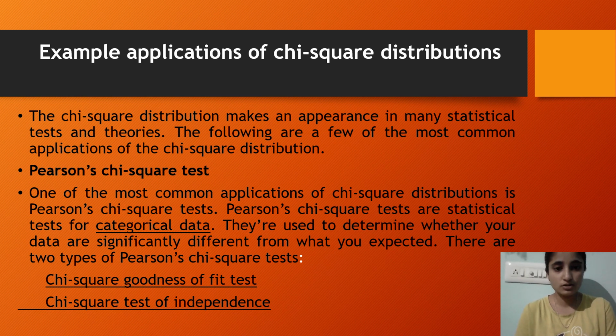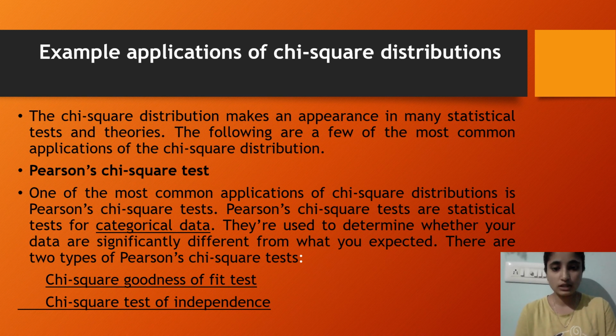Example applications of the chi-square distributions. The chi-square distribution makes an appearance in many statistical tests and theories. The following are a few of the most common applications of the chi-square distribution. Pearson's chi-square test. One of the most common applications of the chi-square distributions is Pearson's chi-square test.